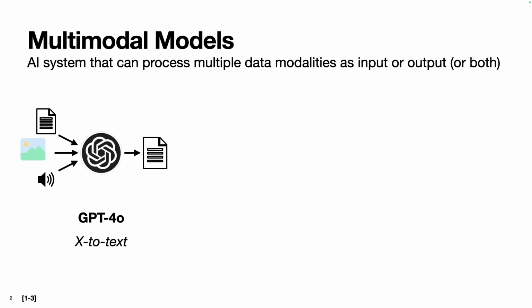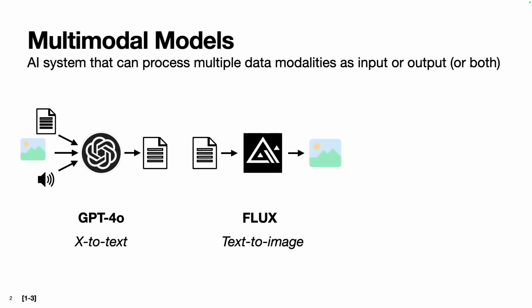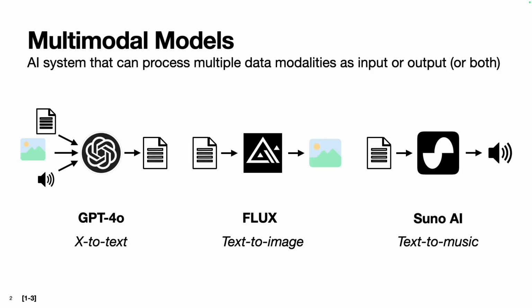Some notable examples of multimodal models include GPT-4o, which can take in text, images, and audio and return back text. Another one is Black Forest's Flux model, which takes in user text prompts and generates images based on those prompts. Or even an AI system like Suno AI, which can take in text prompts from users and generate music. Although these are all examples of multimodal models, they are all developed in very different ways.